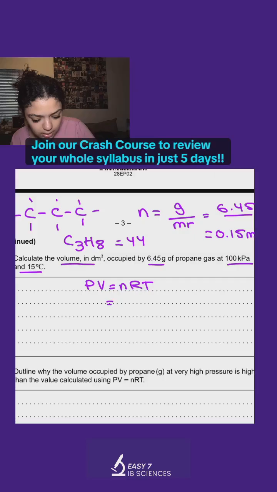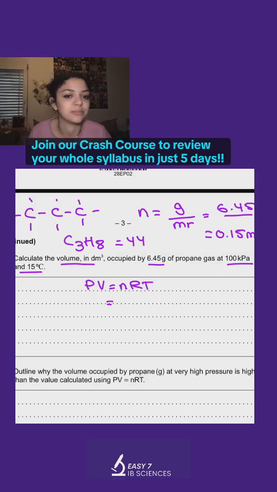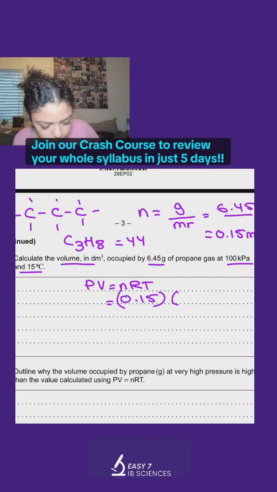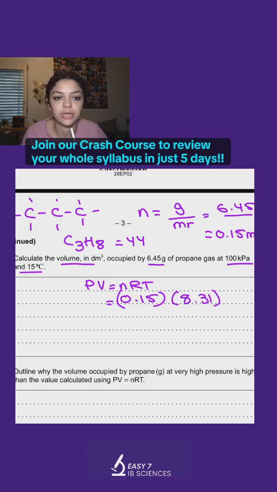And again, I'm rounding up for the sake of simplicity. But if you do these steps, you should be getting the answer correct. So then you have 0.15 moles. You have your gas constant, which is 8.31. Your temperature, can I leave my temperature in Celsius?